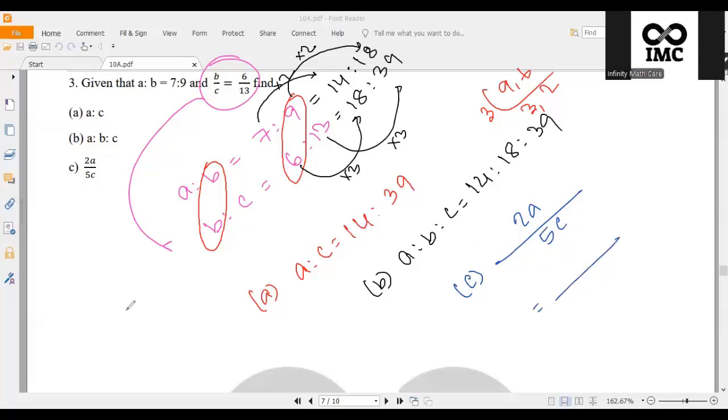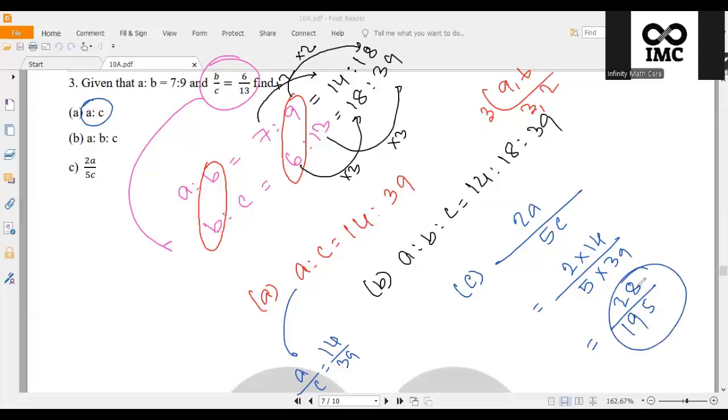Okay. So actually this is 2 by 5, 2 by 5. And what is A is to C? 14 is to 39. Also, you can write A by C as 14 by 39. So A by C equals 14 by 39. Okay. Now, we need to do the calculation. 14 2s are 28 and 5 into 39. That means 5 9s are 45, 5 3s are 15 plus 4 is 19. So 28 by 195 will be the answer of question number C.